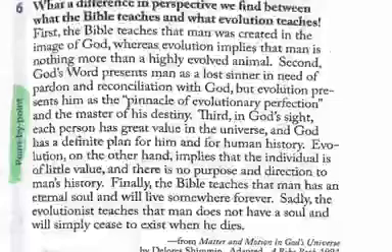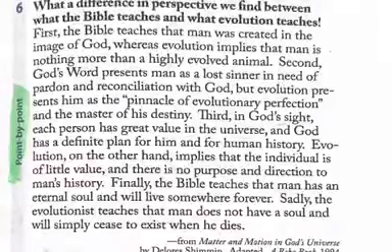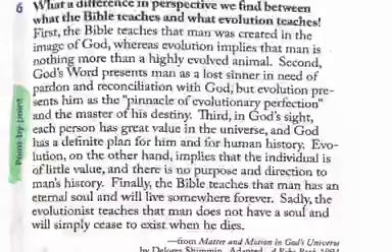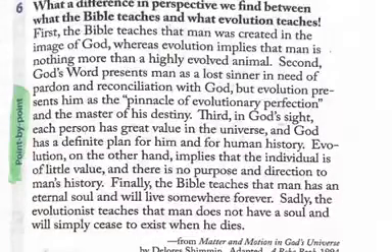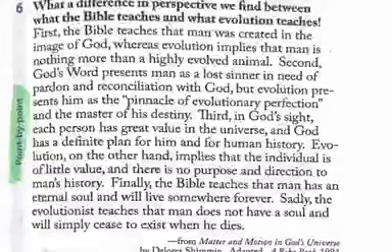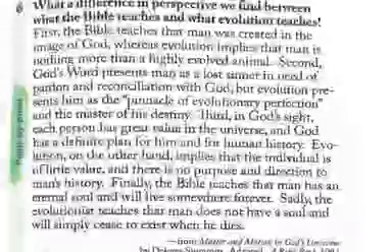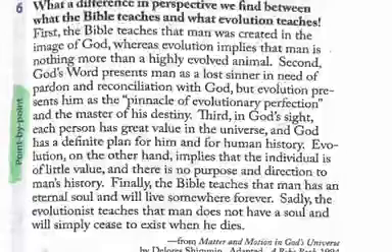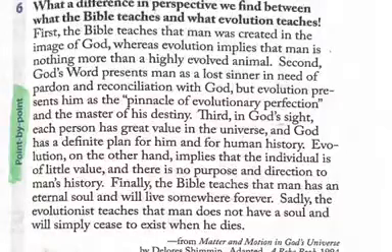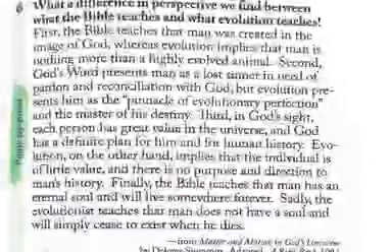In God's sight, each person has a great value in the universe, and God has a definite plan for him and for human history. Evolution, on the other hand, implies that the individual is of little value and there is no purpose and direction to man's history. Finally, the Bible teaches that man has an eternal soul and will live somewhere forever. Sadly, the evolutionist teaches that man does not have a soul and will simply cease to exist when he dies.